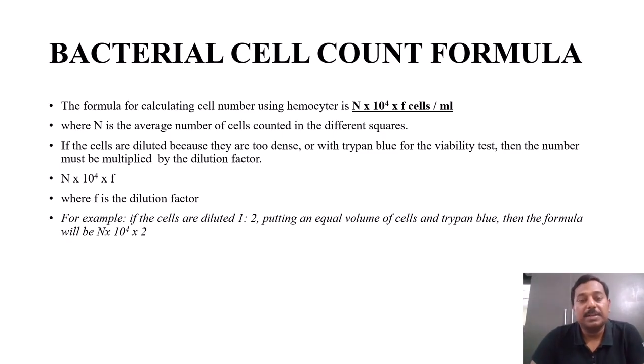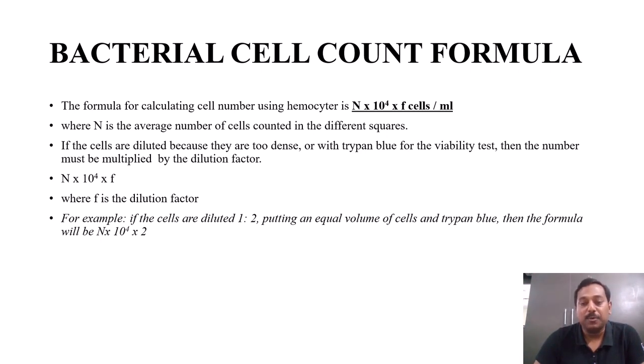Now let's take a look at the bacterial cell count formula. This is not just for bacteria, it can be used for yeast or other cells. So the formula for calculating cell number using a hemocytometer is N × 10^4 × F cells per ml. The cells per ml is actually the unit. Always remember to use them. N is the average number of cells per one of the corner squares. So you can count from all the 4 corner squares and take an average, and that will be your N value.